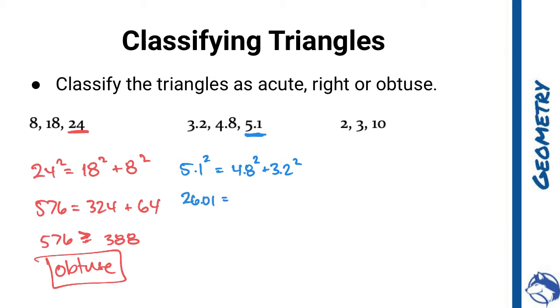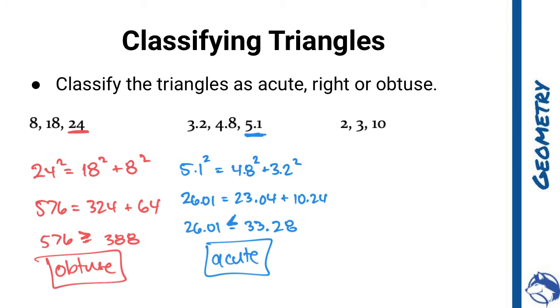4.8 squared is 23.04. And 3.2 squared is 10.24. So 26.01, what's the relationship here, to the 33.28? Well, 33.28 is larger, so those two legs are larger, so this one has to be an acute triangle.